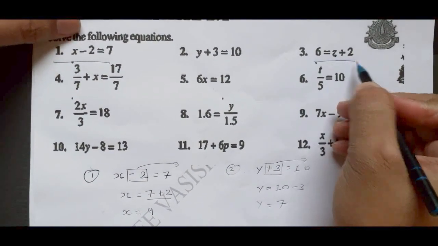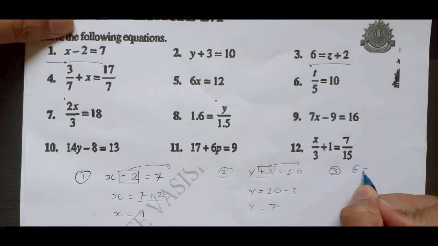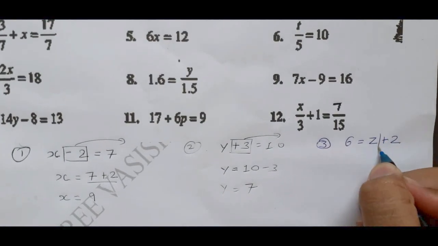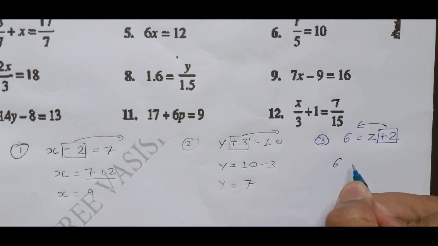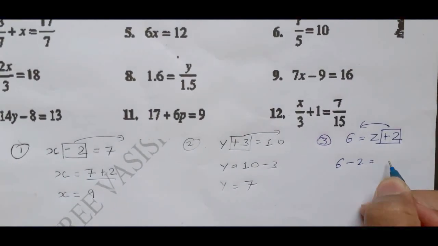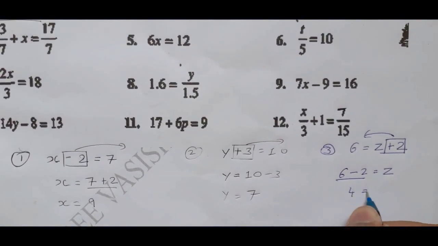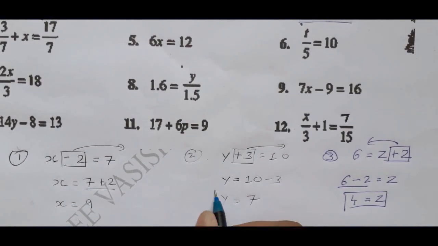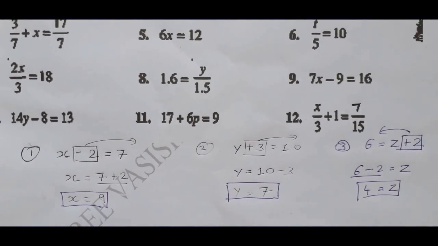Now similarly we are going to solve the third question, that is 6 equal to z plus 2. Now here we will send this plus 2 to the LHS side. So it will be 6 minus 2 equal to z. So 6 minus 2, answer will be 4 equal to z. Here y equal to 7 and here x is equal to 9.